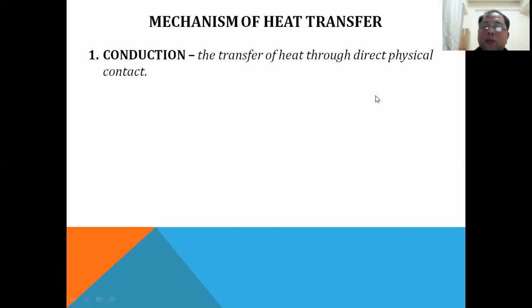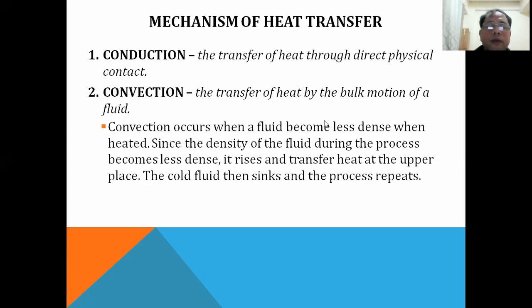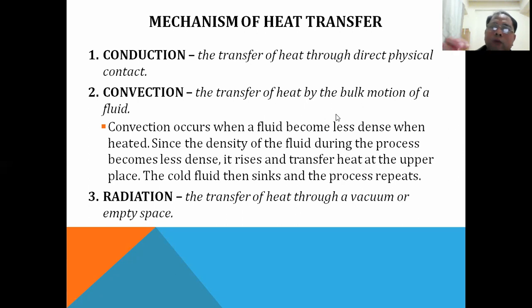So transfer by an actual movement of the particles or molecules in your object. Now convection occurs when you have gases or liquids. So when you boil water, for example, the water that is hotter will always go up. The water that is cooler will always go down. So this convection current that is constantly whirling in your water will cause the transfer of heat little by little. So in liquids or in gases, heat is not transferred molecule to molecule.